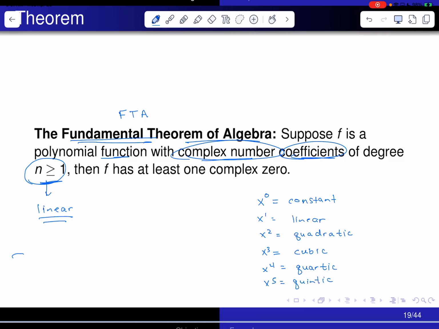Wait, so if x to the third is cubic, why don't they call x squared something like "squadratic"? Because you say x squared, but you don't say x squad or squadratic. All right, here's why. A quadrilateral is a four-sided shape, and the area of a quadrilateral is length times width and ends up being square units. So that's why it's squared.